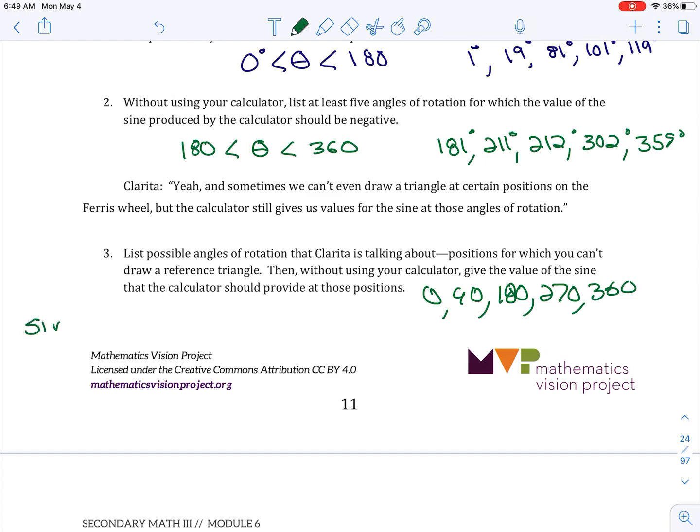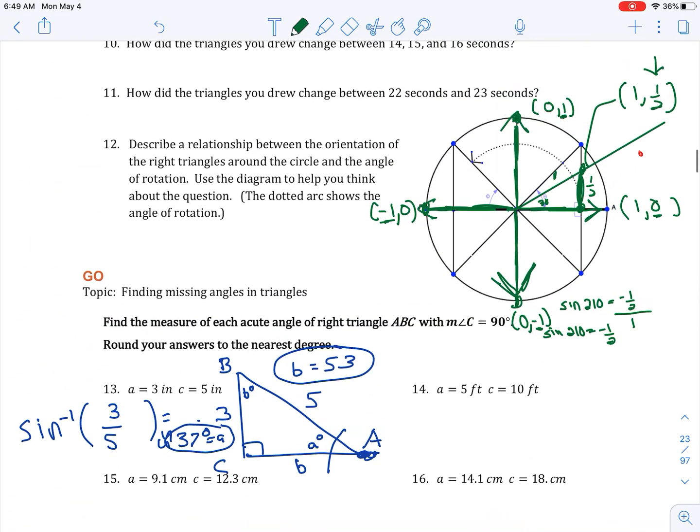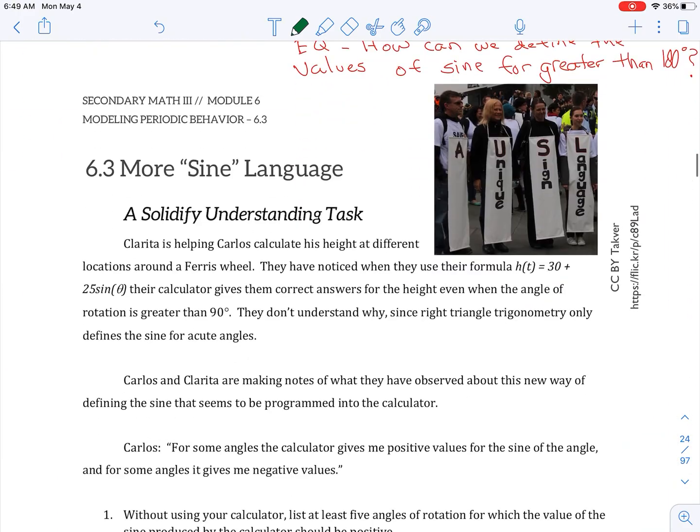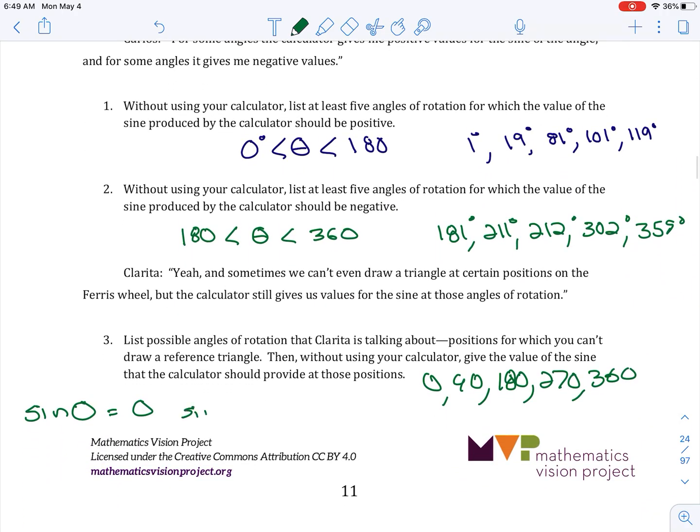So the sine of 0 is 0, because remember, what's the y value at 0? It's 0. Sine 90, again, is 1. Sine 180, what's the y value at 180? It's 0. Sine 270, what's the y value? Negative 1. That's 270. And sine 360 is back to 0.